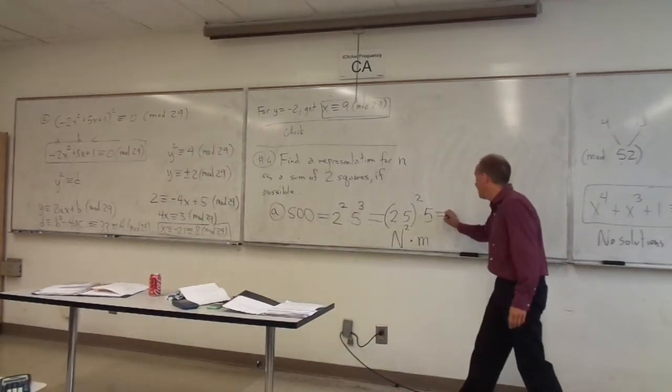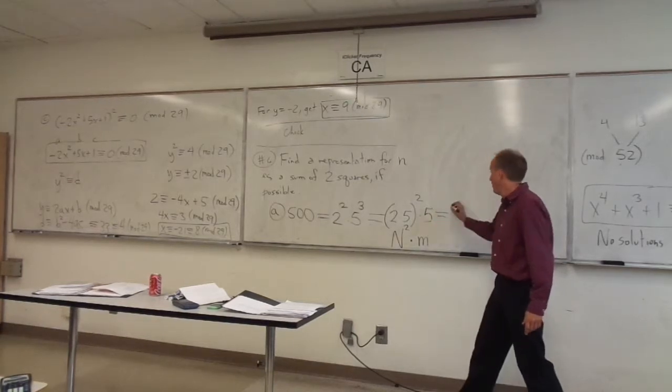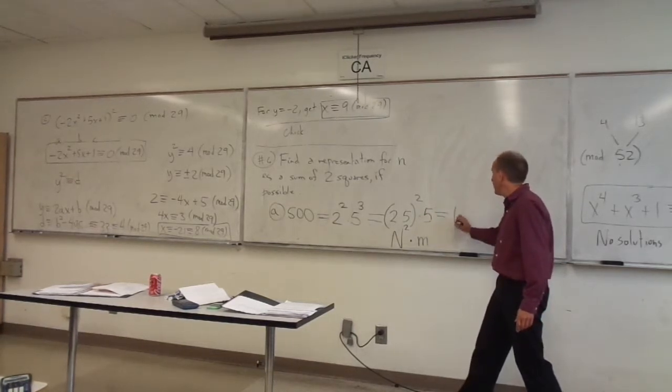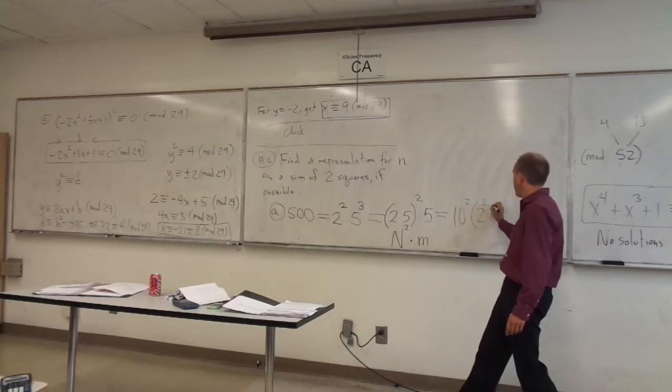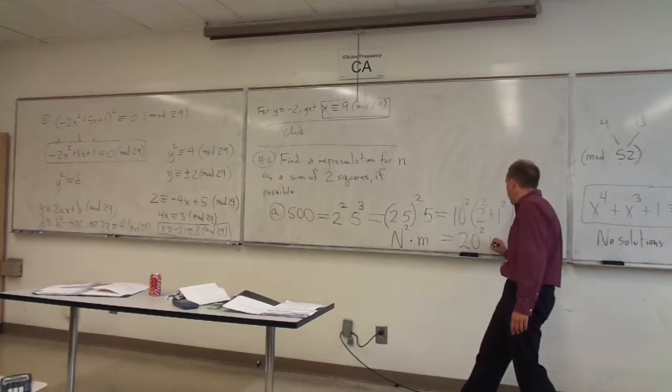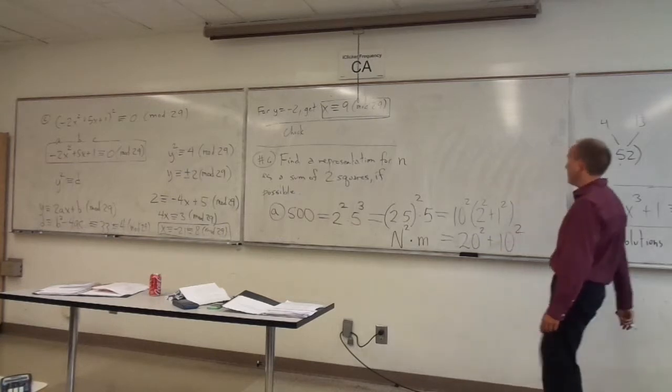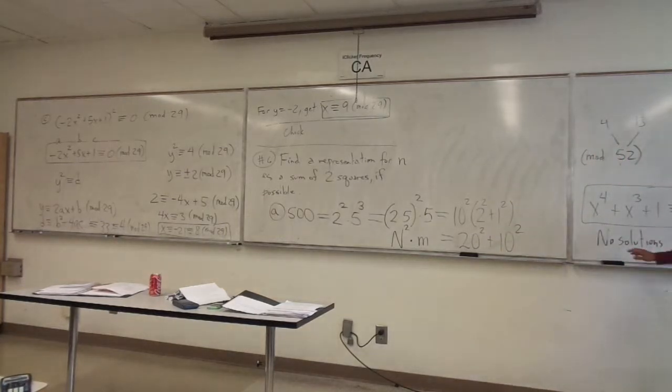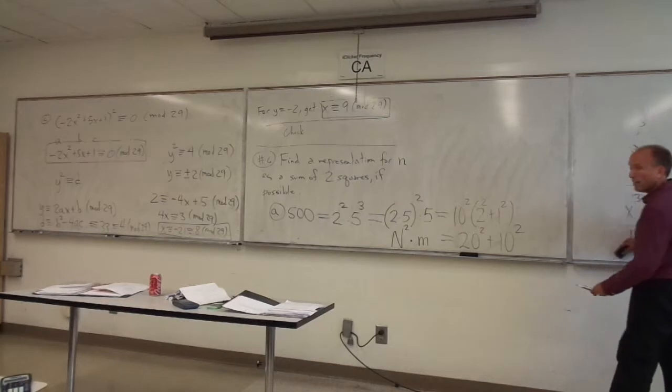So this one is just 2 squared plus 1 squared. So we have basically 10 squared times (2 squared plus 1 squared), and then the trick from there is to just multiply it through. Multiply the 10 squared through, and you get your formula. Okay? That's pretty easy.